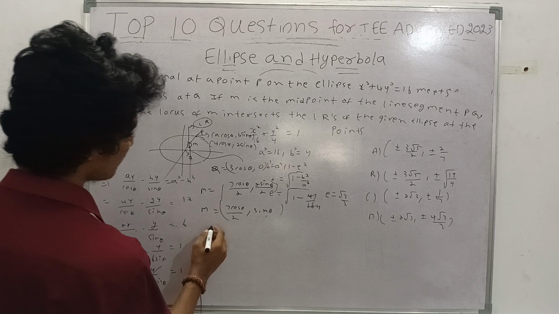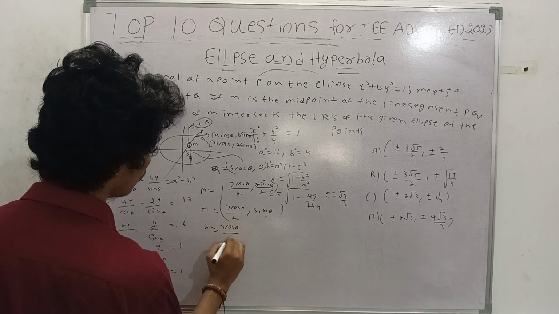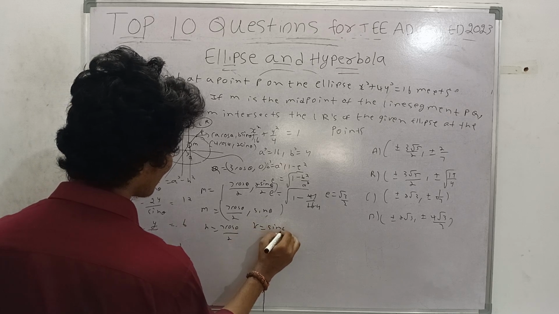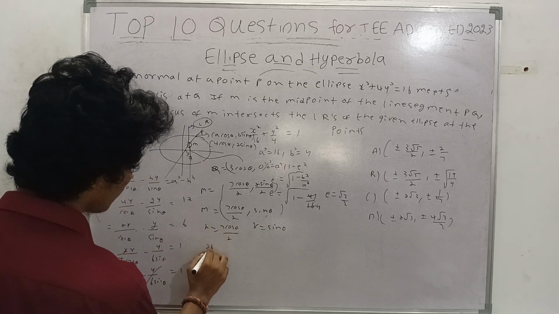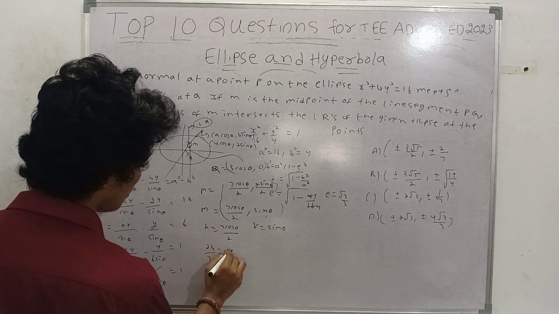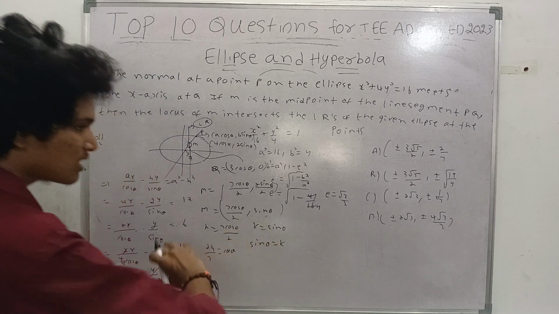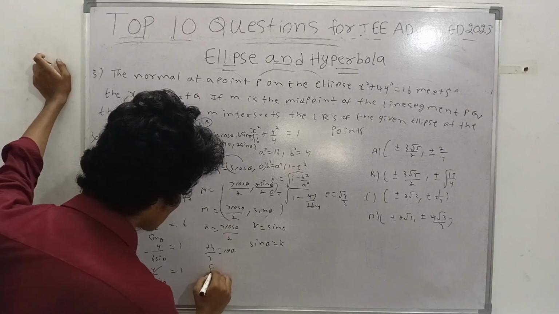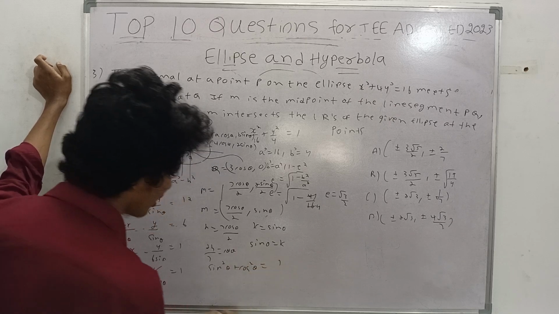If you compare to a random point, h equals 7 cos theta divided by 2 and k equals sin theta. If you interchange this, it will be 2h divided by 7 equals cos theta, and sin theta equals k here. So if you square and add both, sin square theta plus cos square theta equals 1, we already know. What is sin square theta?